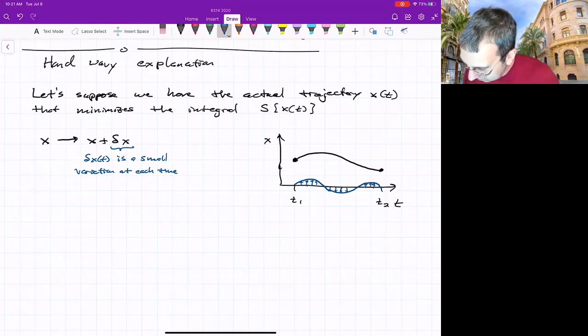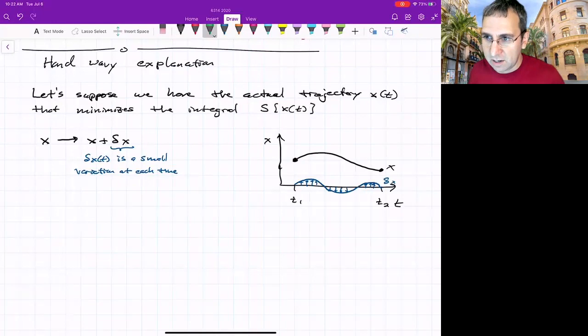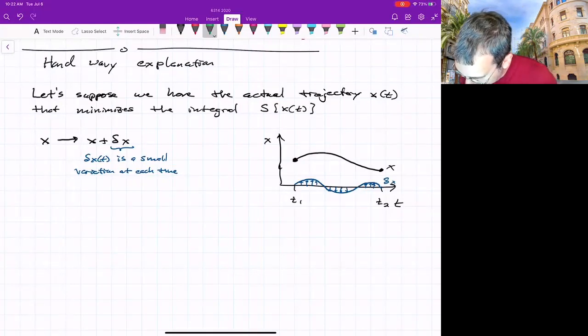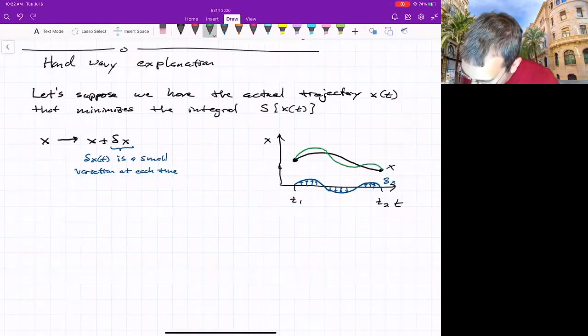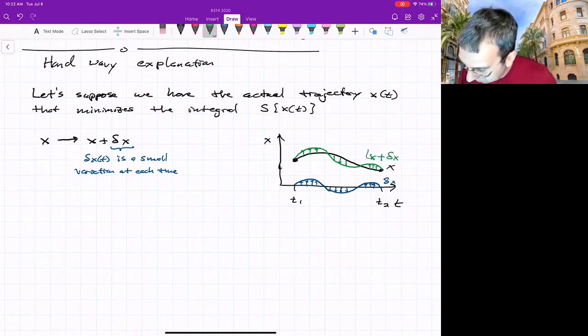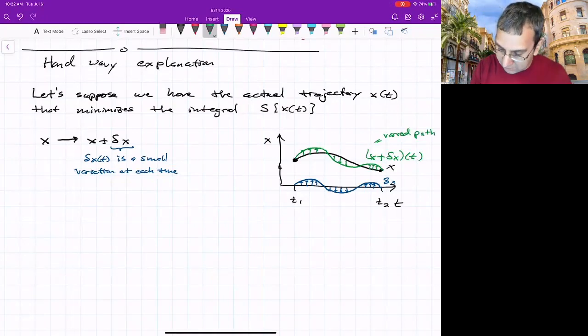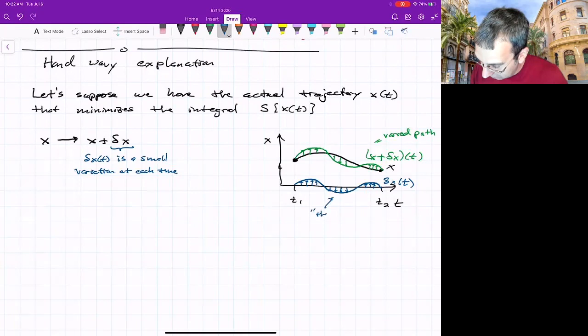I'm going to add this delta x to x up here, and then I'll draw the result in green. It'll be just sort of trying to add these two together. And I'll get something that goes up, goes below the true one, and then is above the true one. So that's what this green thing is. The green thing is x plus delta x as a function of time. This is the varied path. And delta x, the variation, is, like I said, arbitrary.